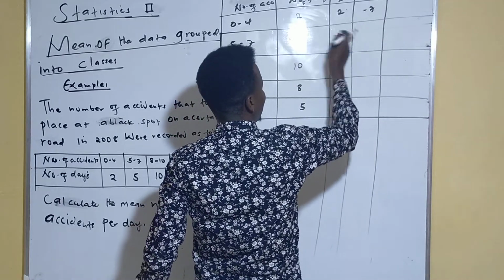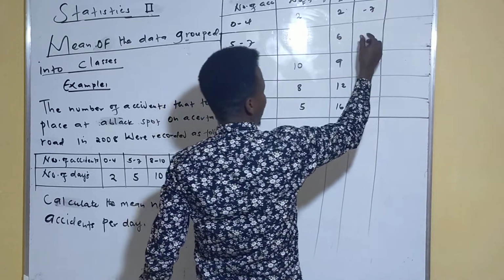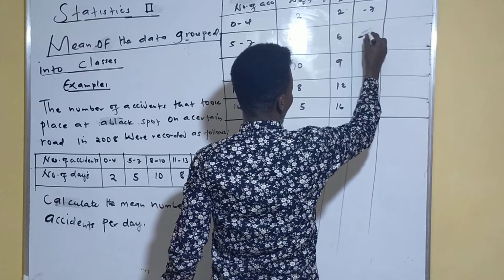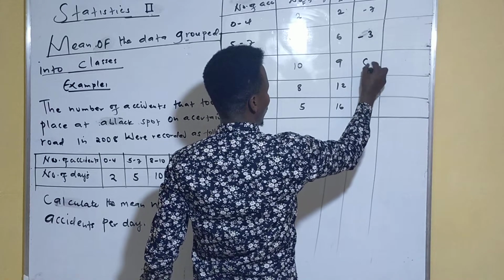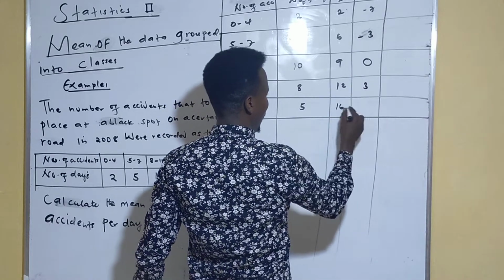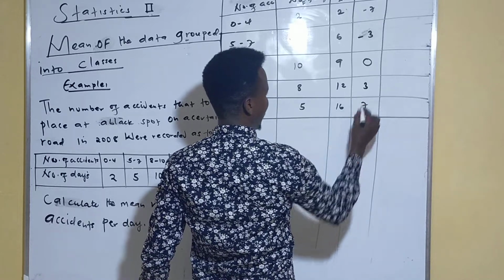Understand that? So we are going to say 2 minus 9, that would be negative 7. Then I will have 6 minus 9 is negative 3. This will be negative 3. This will be 0 because 9 minus 9. 12 minus 9 is 3. Then we will have here 7.